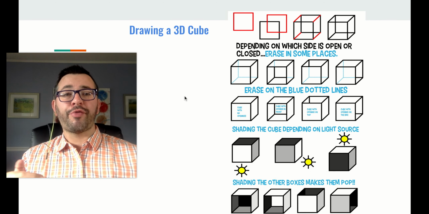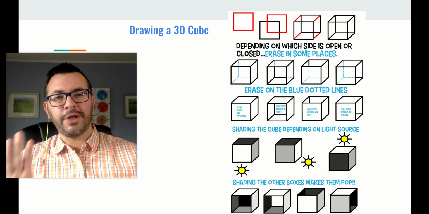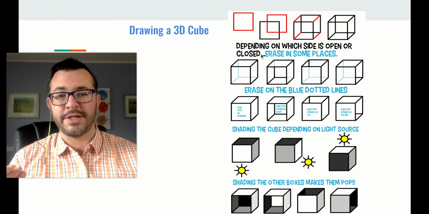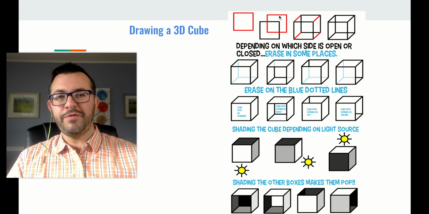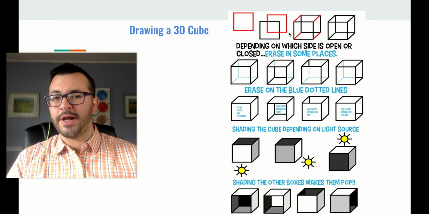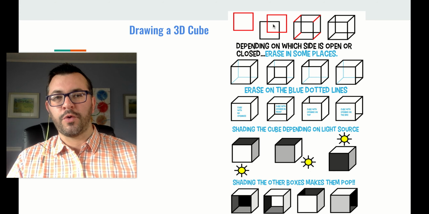So, drawing a 3D cube. Let's look at some of these steps. Again, you can always come back to this as well. On the top, they've started by drawing a square. Then they've drawn a second square that overlaps it on the corner, right? You can see that overlapping the corners.